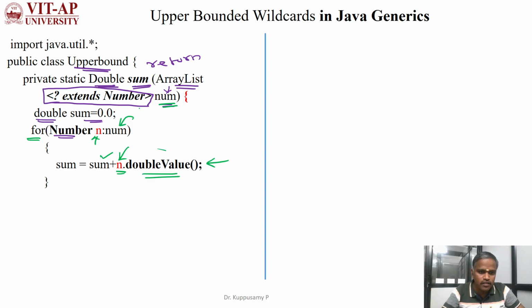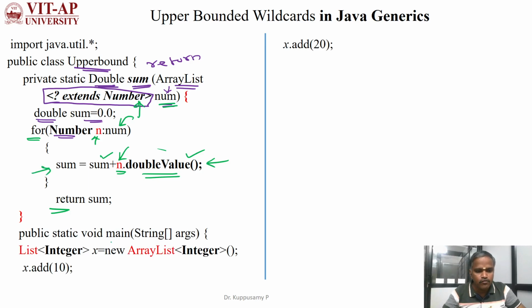Automatically, when we are using the Number class, we can invoke the method doubleValue, which is returning the sum that we are getting here. After this, I am using the main method. Then I am defining the object for this ArrayList. The ArrayList is carrying integer data, so x is carrying only integer data. Based upon that, to that x I am adding 10.